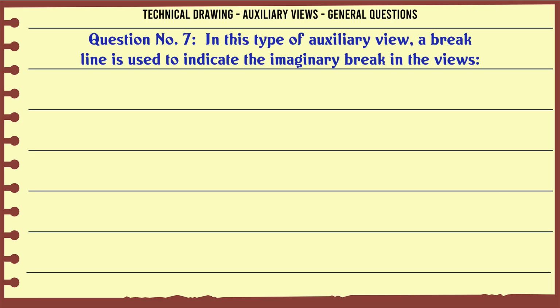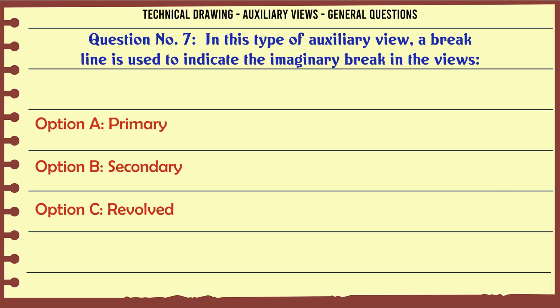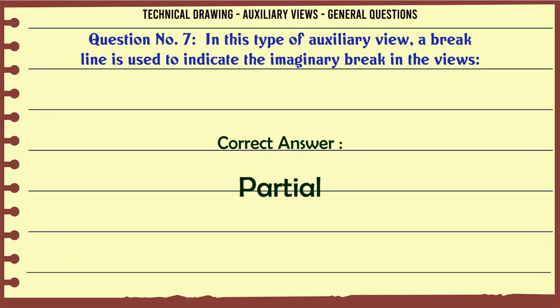In this type of auxiliary view, a break line is used to indicate the imaginary break in the views. A. Primary. B. Secondary. C. Revolved. D. Partial. The correct answer is partial.